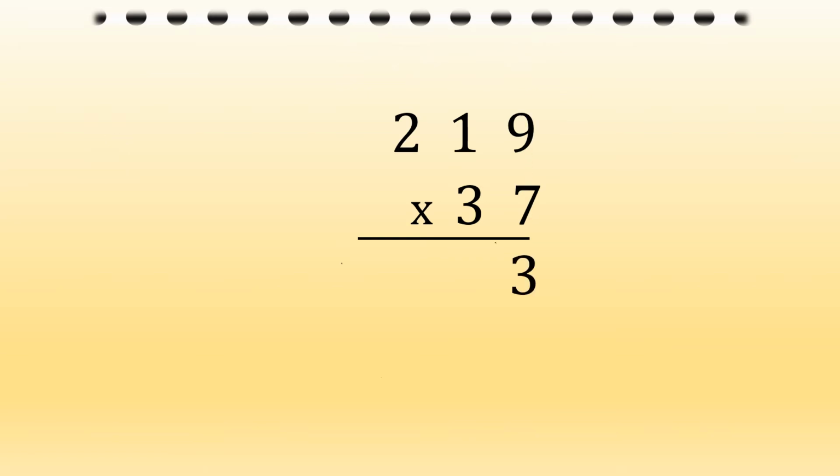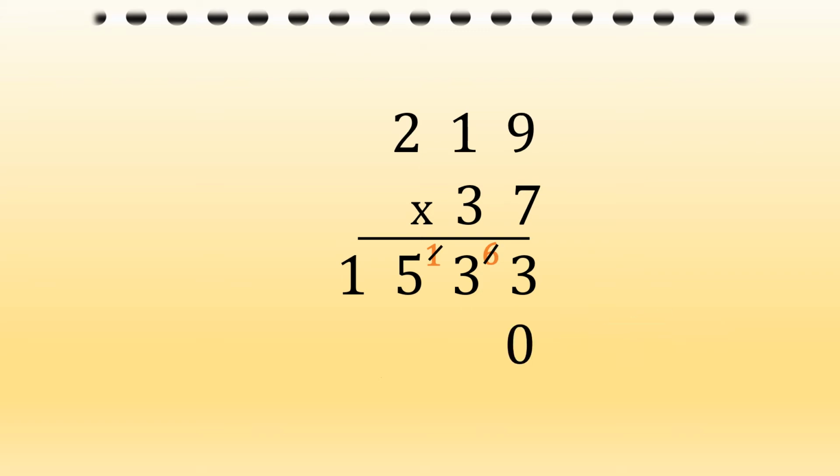7 times 9, 63. 3 down, carry the 6. 7 times 1, well that's 7. Add the 6, giving us 13. 3 down, carry the 1. And 2 times 7, that's 14. Add the 1, giving us 15. And don't forget the important bit, add the 0, the double bubble.